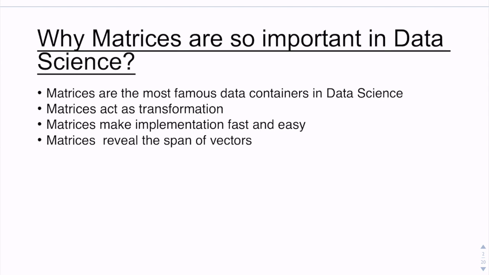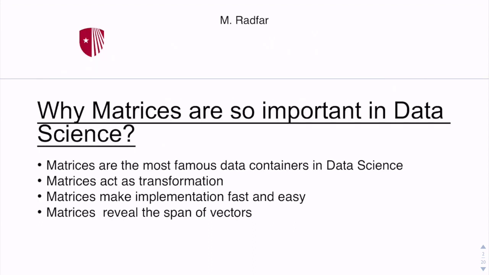Another reason: we already talked about the importance of vectorization for implementation. When we are dealing with matrices, the implementation is very fast and easy. Matrices also provide a very efficient, compact form for mathematical formulas which are frequently used in data science. And matrices are a way to show the span of a vector space, where we can put all these vectors, stack them and represent them as a matrix. There are many more reasons that we use matrices in data science, but for the sake of brevity, I just mention a few of them.